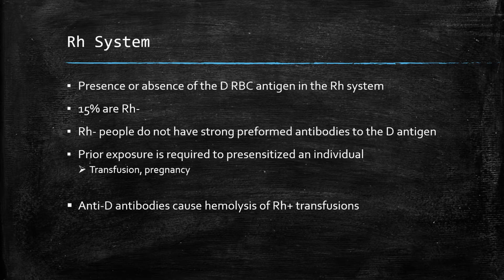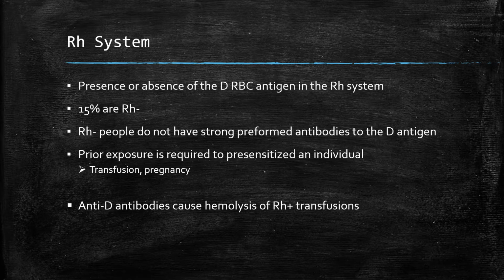The other major blood group system is the Rh system, and this refers to the presence or absence of the D red blood cell antigen. In the US, about 15% of people are Rh negative, or in other words, they lack this D antigen. Now, the Rh system works fundamentally differently than the ABO system. Rh negative people are not born with strong preformed antibodies to this D antigen. And so a prior exposure event is required to pre-sensitize an individual.